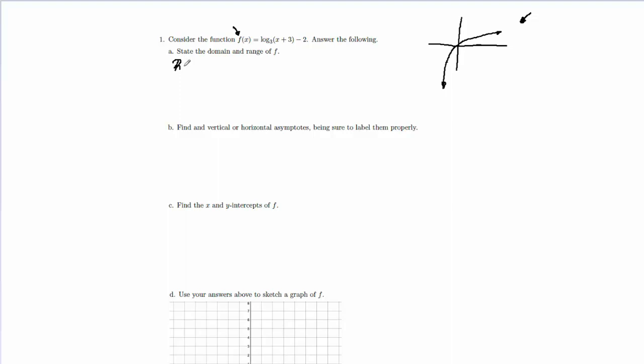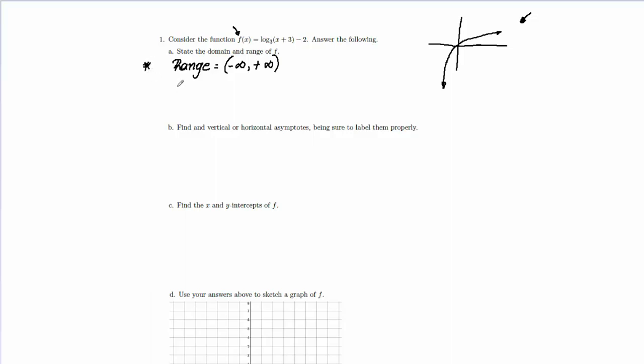One of the things that you can remember is that the range of a logarithmic function is always from negative infinity to positive infinity. This is true for all logarithmic functions. Remember, the range of a logarithmic function is the domain of the corresponding exponential function. And exponential functions have domains that go from negative infinity to positive infinity. So that was easy to calculate.